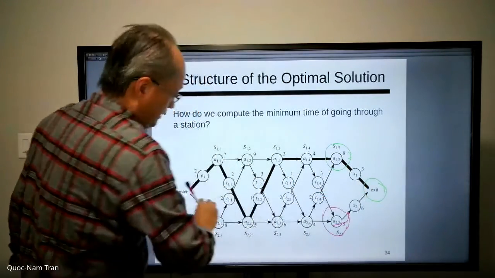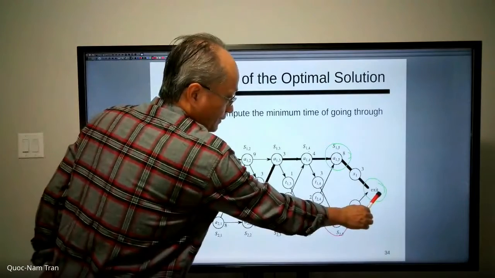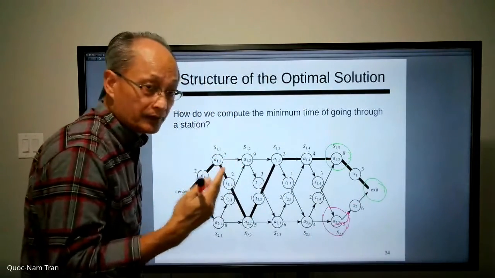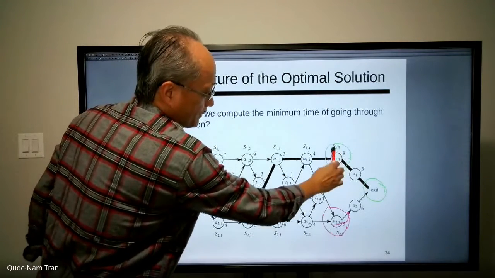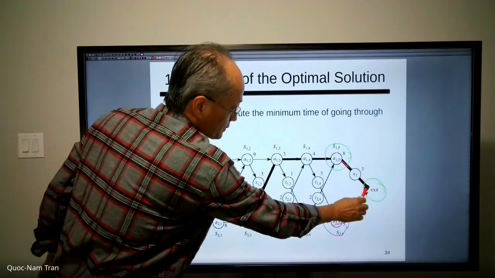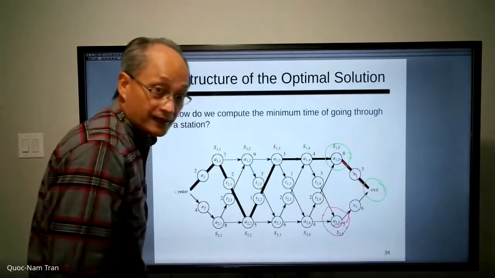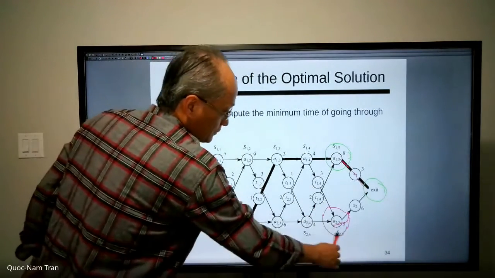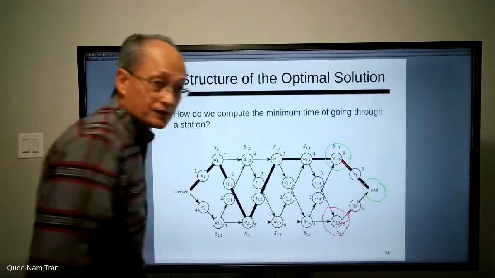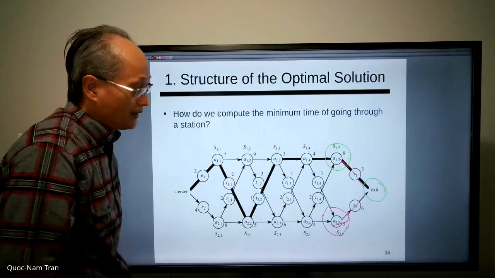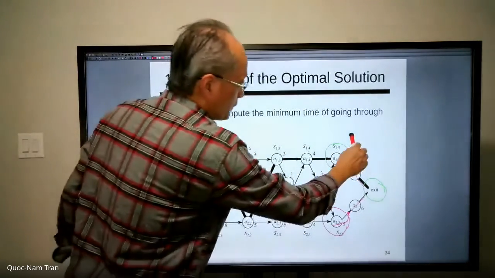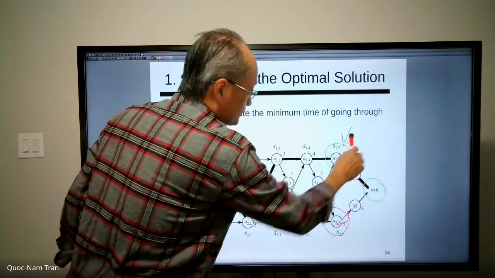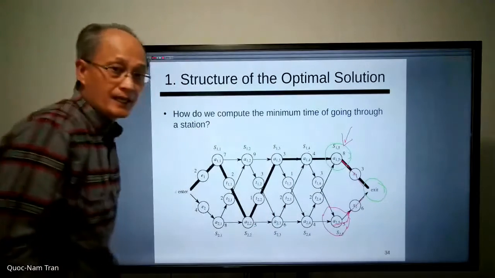The best way to go to the exit would be the smaller value of going to this plus the extra cost, right? And the best way to go to this plus the extra cost. Now, in terms of a station, what would be the best way to reach this point?